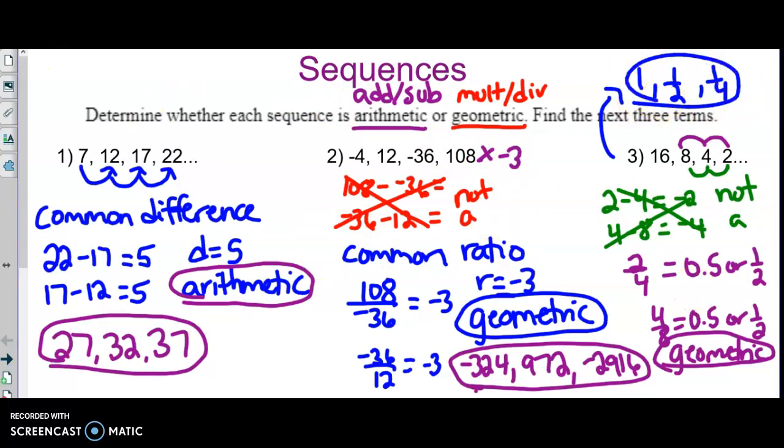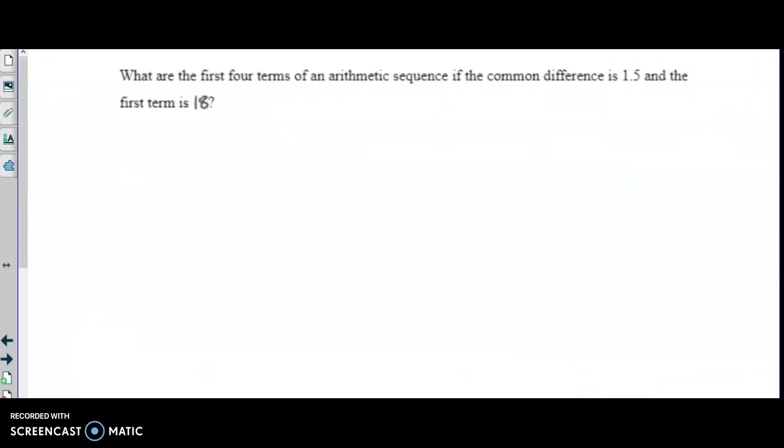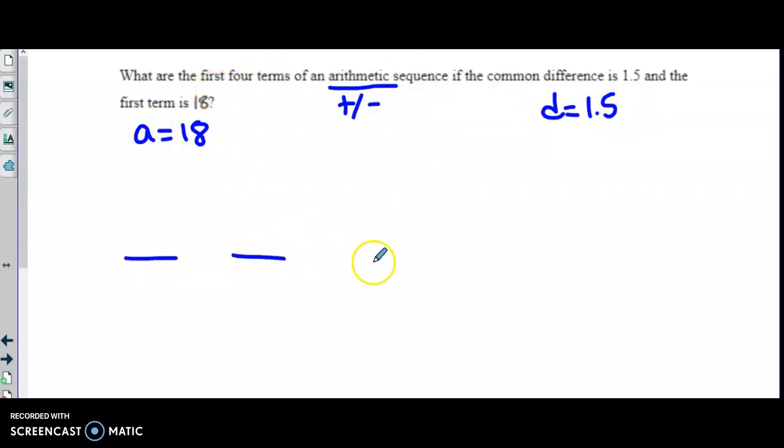All right, so for the next type question, it says, what are the first 4 terms of an arithmetic sequence? Remember, that's where you add or subtract. If the common difference is 1.5 and the first term, which we usually call A, is 18. Okay, so we want to find the first 4 terms. So 1, 2, 3, 4. We need to find those first 4 answers. We know the first one's 18 because it says that's the first term. So you just plug 18 in there.